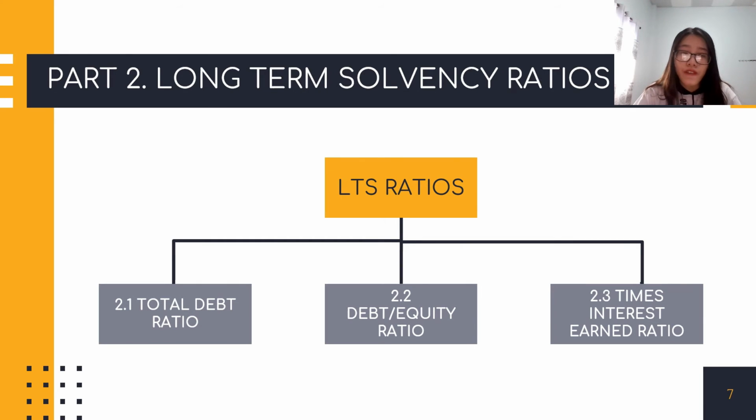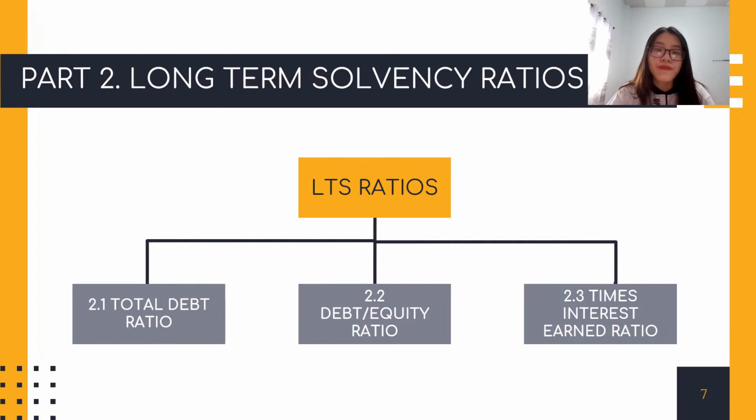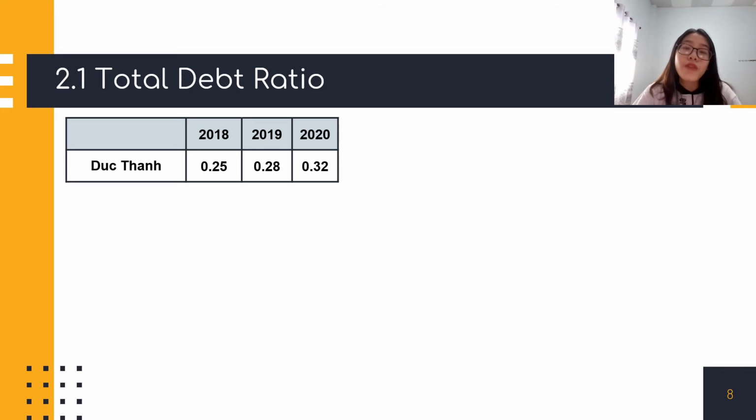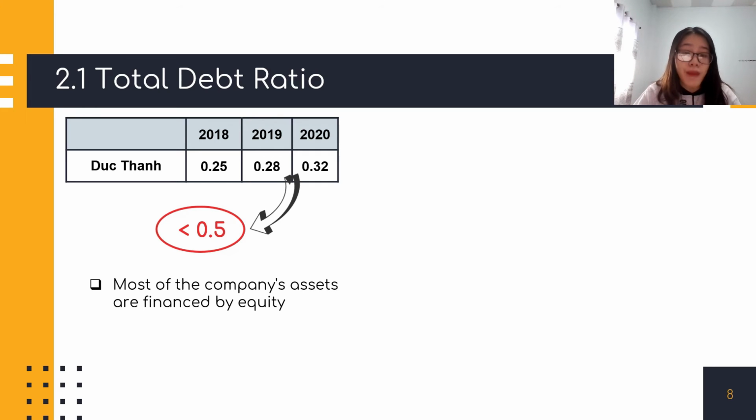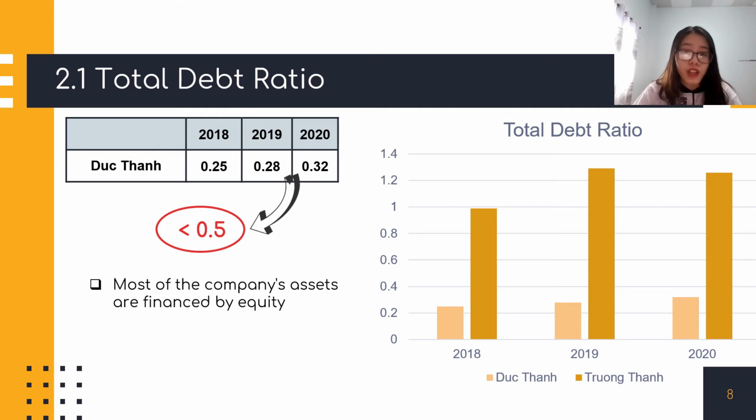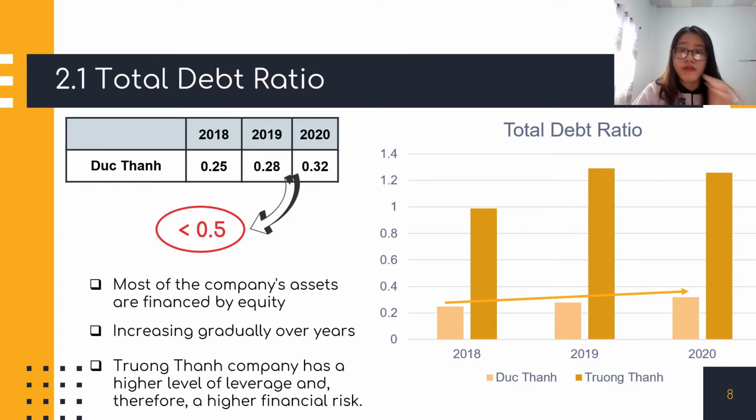Now, we come to the long-term solvency ratios. From the data, we can see that the total debt ratio of Đức Thành is always less than 0.5, which means that most of the company's assets are financed by equity. And through the graph, this ratio is increasing gradually over the years. Compared to the rival, Trường Thành company is higher than Đức Thành company. This shows that Trường Thành company has a higher level of leverage and therefore a higher financial risk.